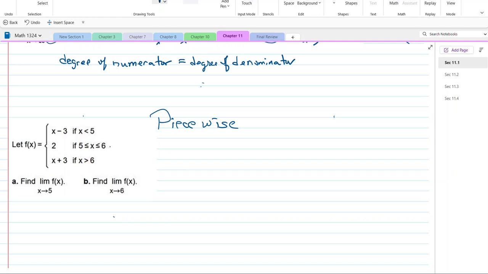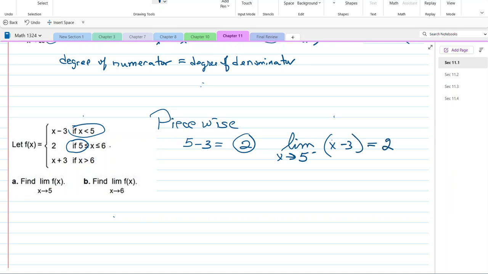So we're going to look at A. They want 5. Well, 5 here and 5 here are what we need to look at. So if I put in 5 minus 3, I get 2. That's the limit as x approaches 5 from the left. It doesn't get to 2, but it's 2. All right, so now we're going to do the next one. The next one is 2. The limit as x approaches 5 from the right is 2. Therefore, the limit as x approaches 5 of f of x is in fact 2.